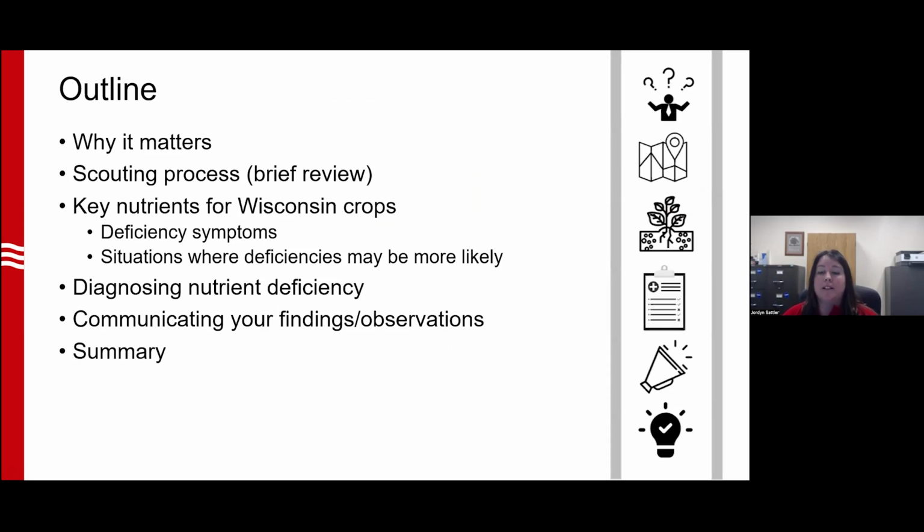So now on to our topic for the day. We're going to be talking about scouting for nutrient deficiencies, why this is important to be looking for, a review of the scouting process and how to incorporate the information from satellite imagery, some of the important nutrients for crop growth and symptomology that indicates that there could be deficiencies, how to properly diagnose a nutrient deficiency, and how to communicate your field observations to the agronomists or farmers that you're working with.